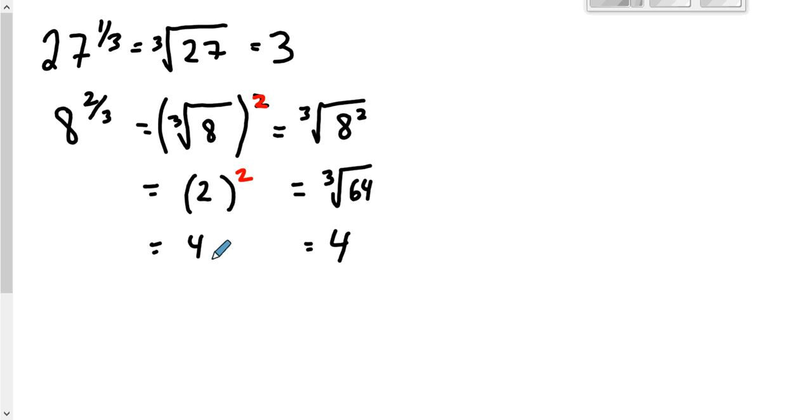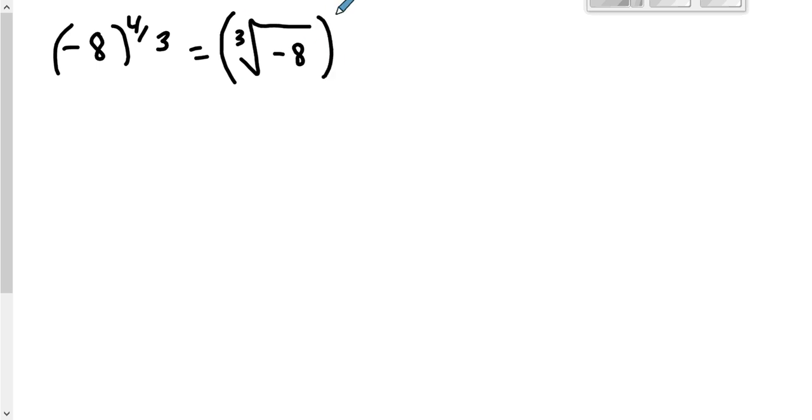Let's do one more. Okay, how about -8 to the 4/3? So let's rewrite it. My root sign, which has a -8 underneath it, and a little 3, and then the 4 I'm going to write on the outside.